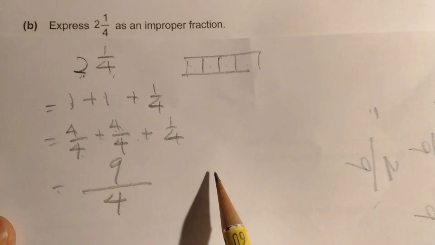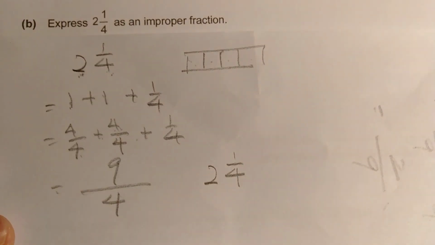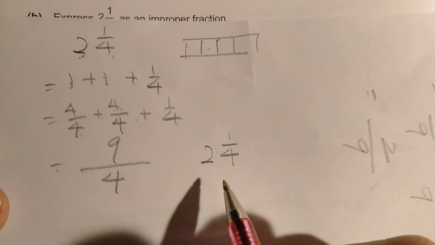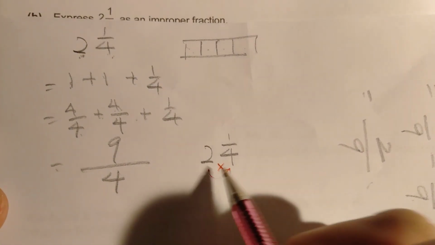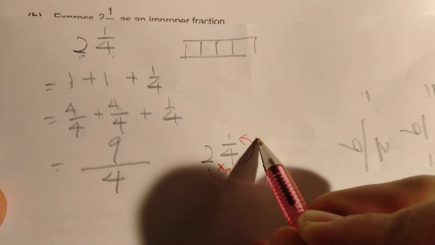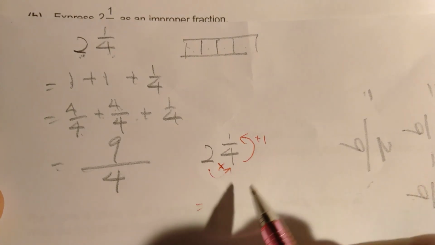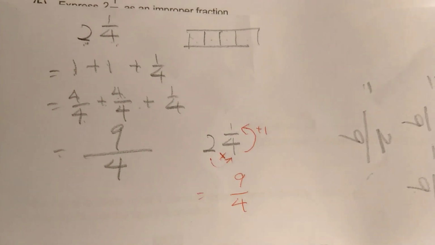The other way, and of course children, either way is fine, it's up to you, whichever you think you understand better. Okay, your teacher would have taught you 2 times 4, then the answer plus 1, right? So 2 times 4 is 8, 8 plus 1 is 9. And that's the other way of getting to your answer.